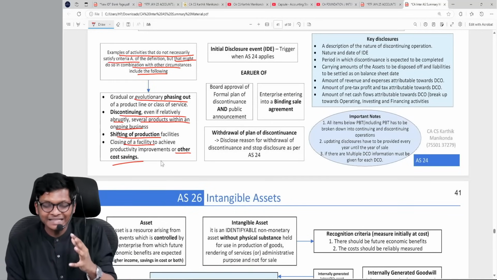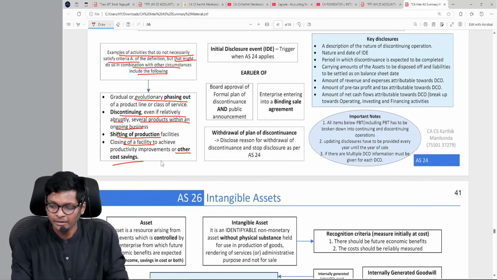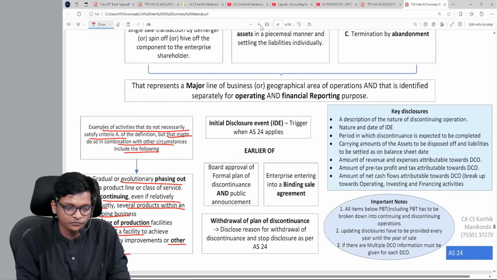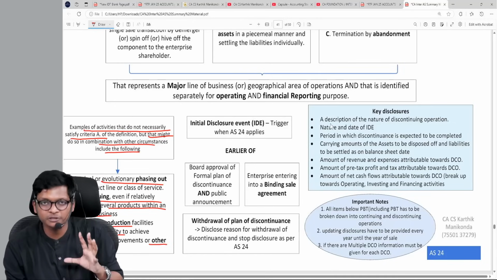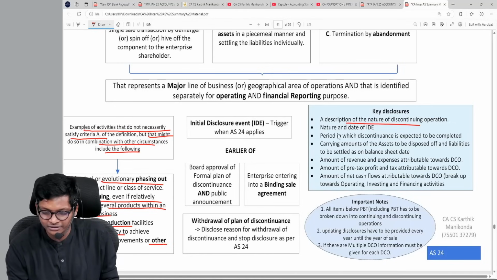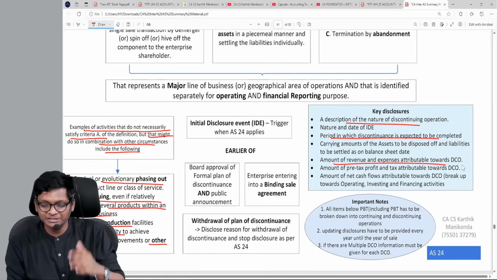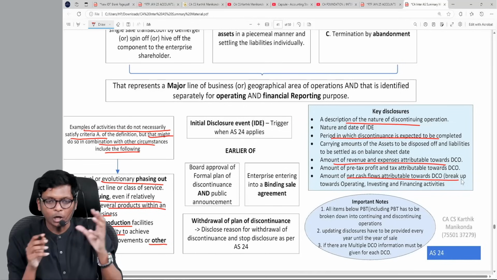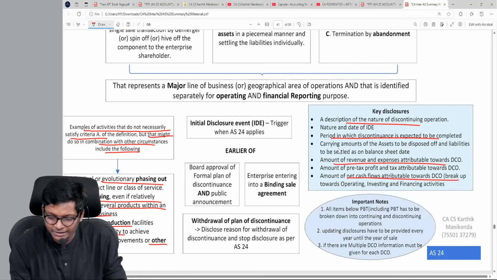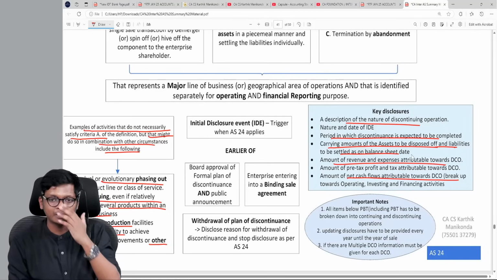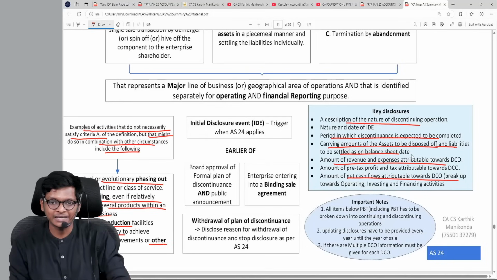Sir, what are the key disclosures they also asked in the question? Study material, the disclosures go for some 2 pages, sorry, not 20 pages, 2 pages. We have put them in one small box here. Nature of description, period of discontinuation, amount of revenue attributable towards DCO, then cash flow, operating, investing and financing, DCO and non-DCO, carrying amount of assets to be disposed of and liabilities to be settled on balance sheet date. All the key points I have given over here.